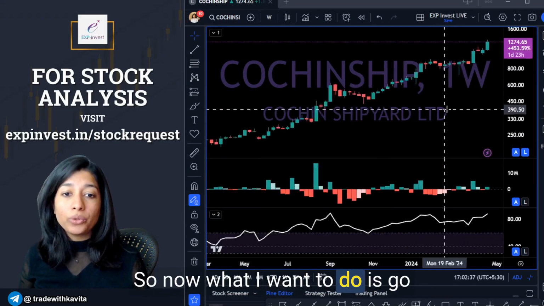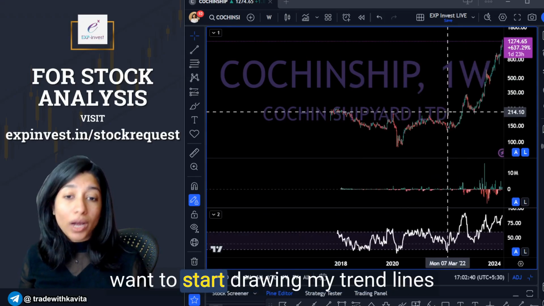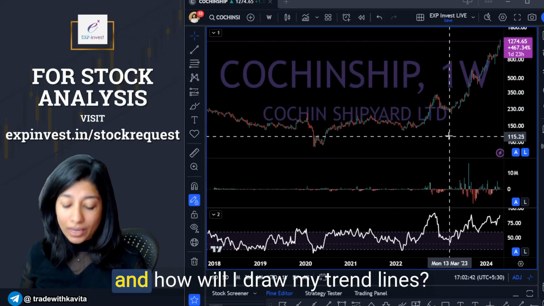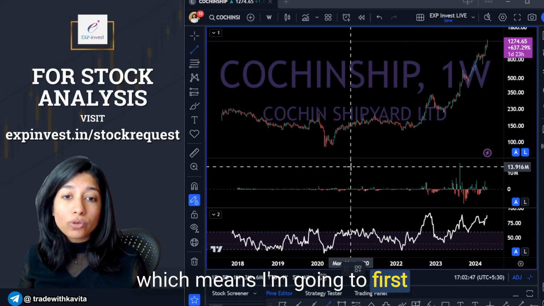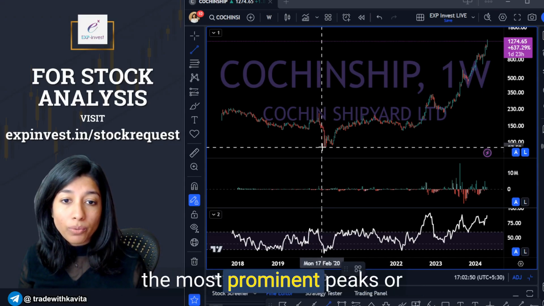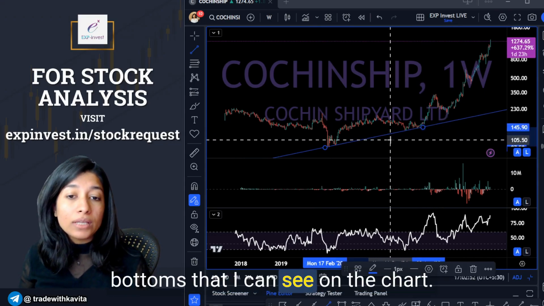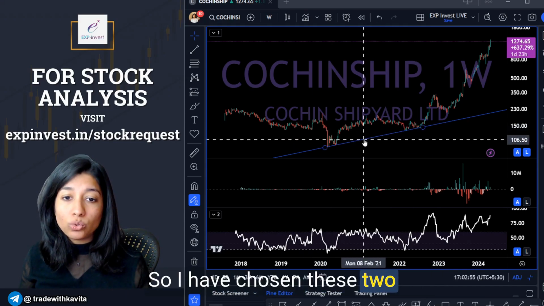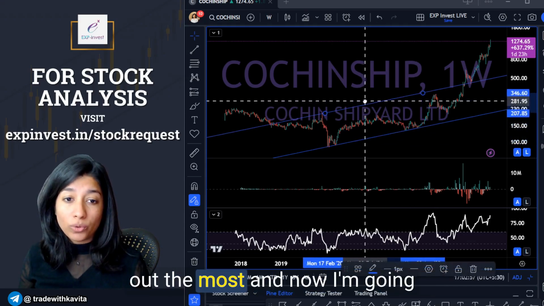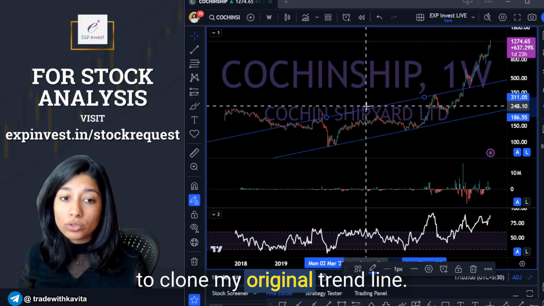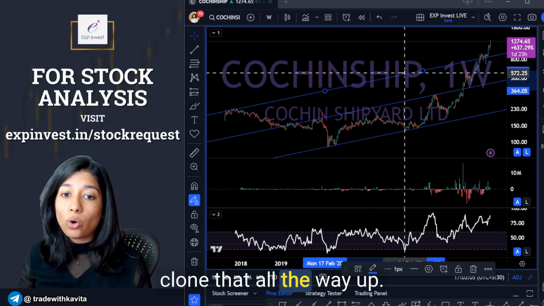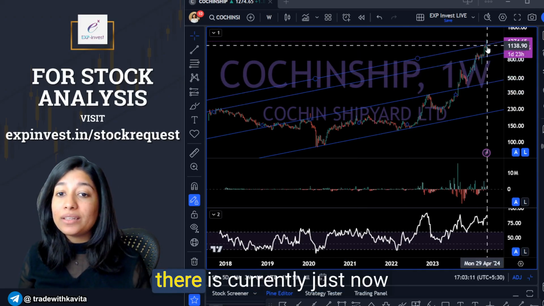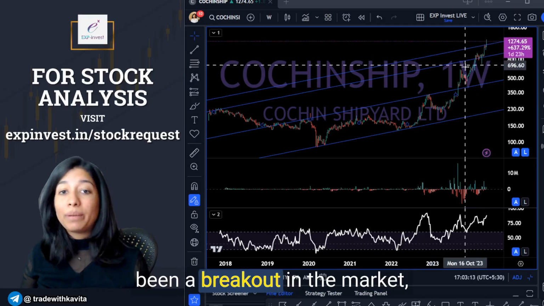So now what I want to do is go back to the weekly time frame and start drawing my trend lines. And how will I draw my trend lines? I like to use the cloning method, which means I'm going to first draw my maiden trend line using the most prominent peaks or bottoms that I can see on the chart. So I have chosen these two bottoms because I think they stand out the most. And now I'm going to clone my original trend line, which I like to call the maiden trend line, and then clone that all the way up. So this gives me an idea that there has currently just now been a breakout in the market.